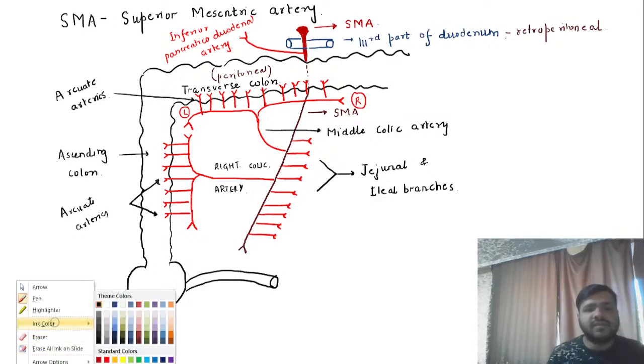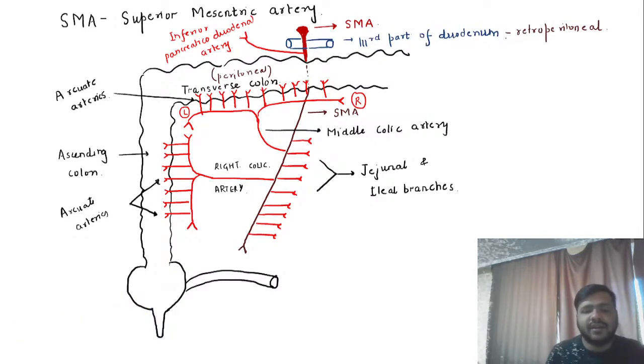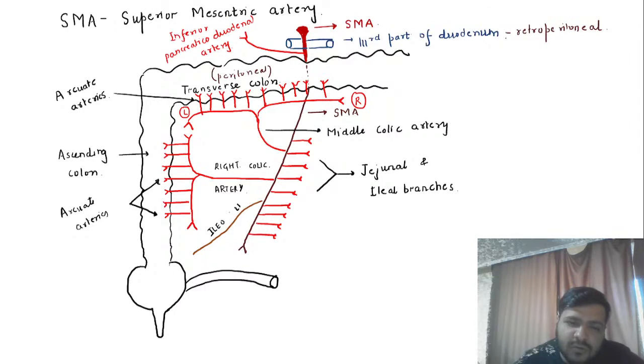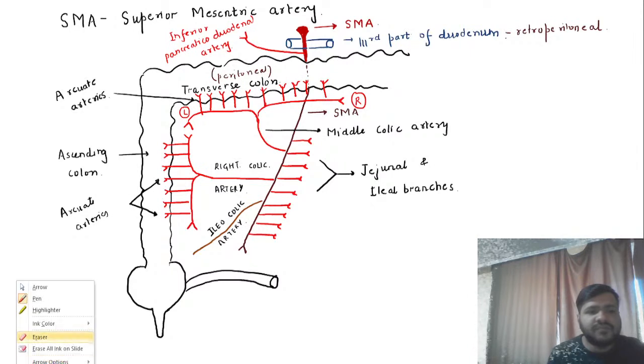Now one more artery which is coming, I'll just draw it with a different pen. Okay, one more artery which is coming, it is called the ileocolic artery. So I'm just writing it over here, ileocolic artery. Now this ileocolic artery, it is basically dividing into, okay, it is going up also.